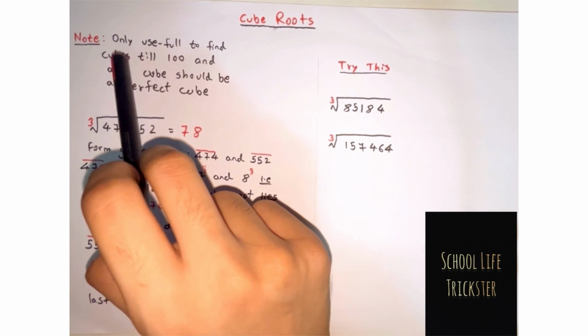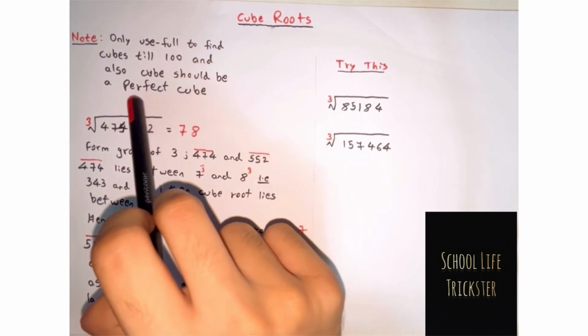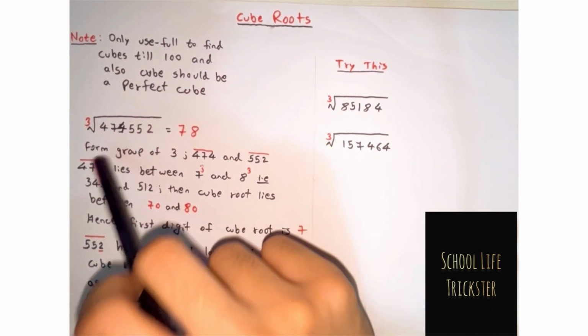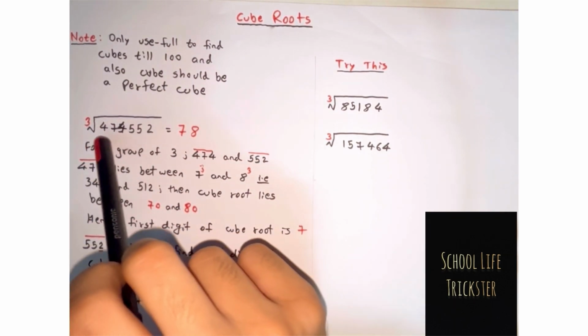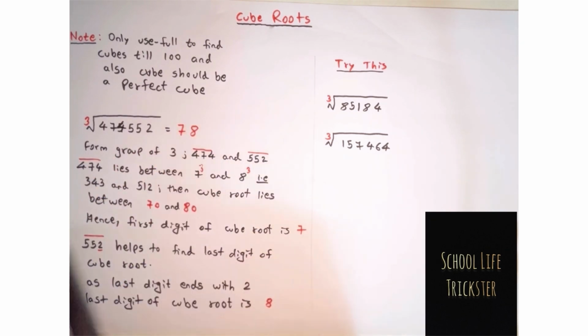Cube roots. It is only useful to find cube roots of numbers up to 100 cubed, and the number should be a perfect cube. Now let's see an example. The cube root of 474552 is 78. Now how to calculate this?